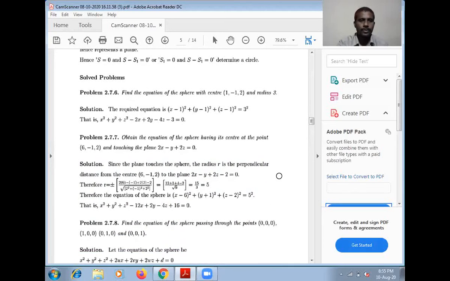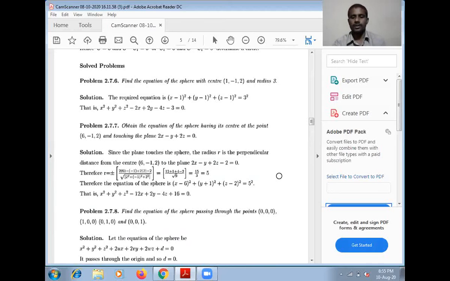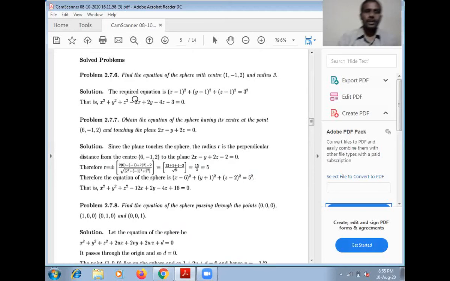So now we have solved some problems here. మనం కొన్ని ప్రాబ్లమ్స్ సాల్వ్ చేసుకుందాం. Problem 1, find the equation of the sphere with center 1, -1, 2 and radius 3. Find the equation of the sphere with center 1, -1, 2 and radius 3.